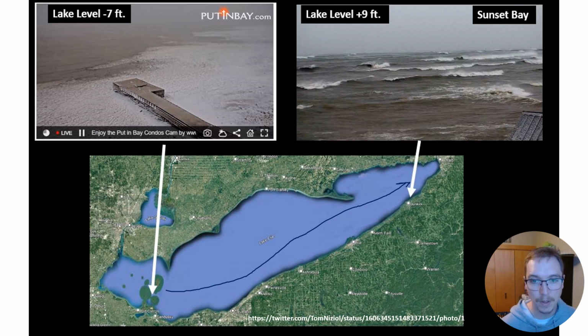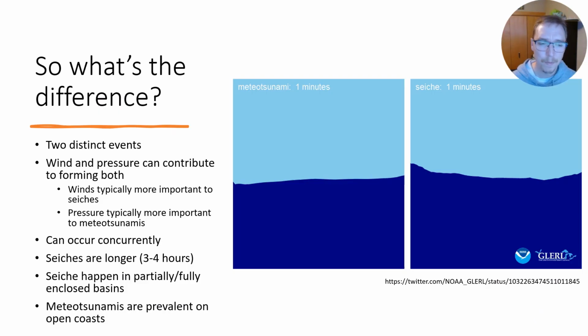And we can see it's pretty major towns. Here we see Detroit on the western edge. We see things like Buffalo up here. So these can be incredibly problematic and very dangerous as far as flooding and whatnot are concerned. So what's the difference? These are two distinct events.